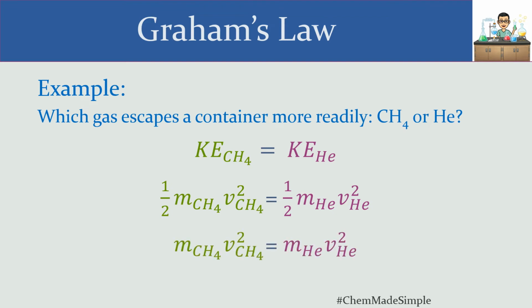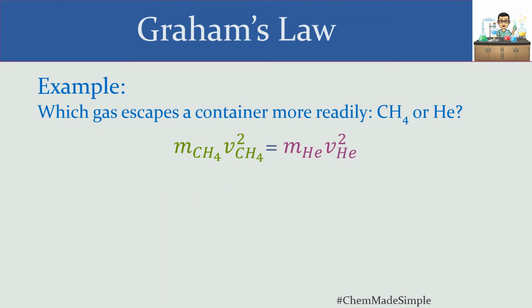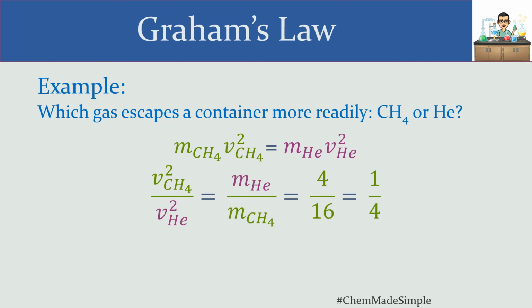So we can drop 1/2 from either side of the equation, and we end up with the relationship that the mass of methane times its velocity squared is equal to the mass of helium times the velocity of helium squared. Remember, if I want to figure out which gas escapes more readily, what I really need to find out is a ratio of velocities. So I'm going to divide both sides by the velocity of helium squared, and also divide both sides by the mass of methane. And I end up with the relationship that the velocity of methane squared divided by the velocity of helium squared is equal to the ratio of the masses.